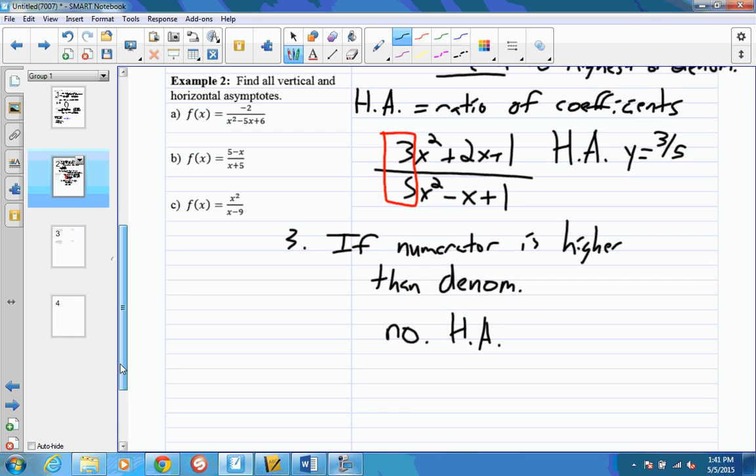So, for an example, 2x squared plus 1 over x minus 3. So what's the highest degree of the numerator? 2. Highest degree of my denominator? 1. So the highest degree of the numerator is higher, so there is no horizontal asymptote in that equation.